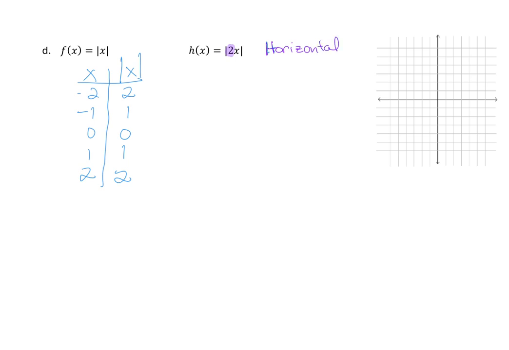I don't want to multiply by 2, because remember horizontal, we do the opposite. We want to divide by 2. And so this is going to be a horizontal compression or shrinking. And again, by 2 or 1/2. We are going to divide, because it is a compress, we are going to divide the x's by 2.